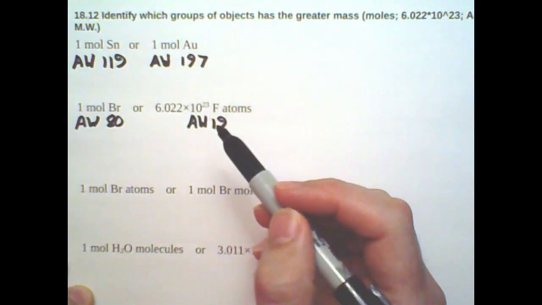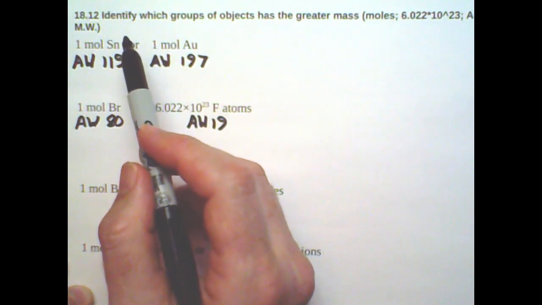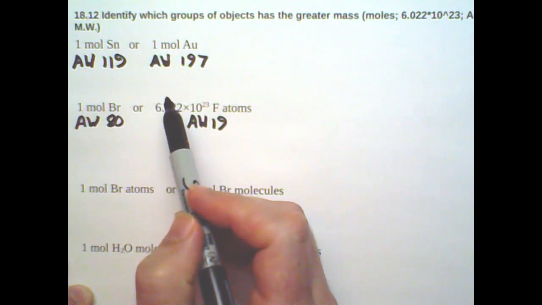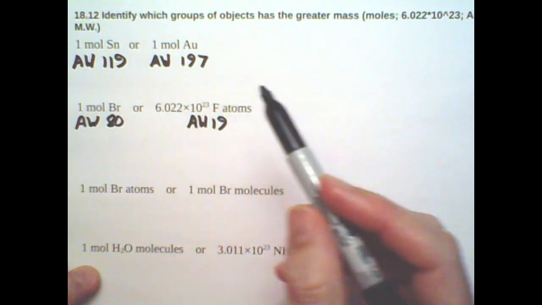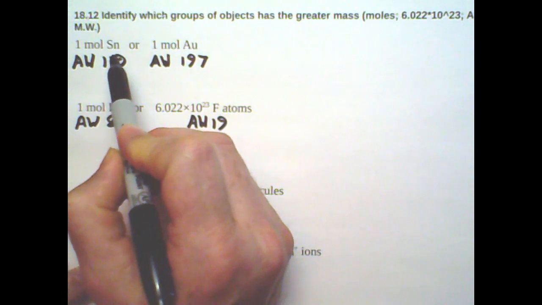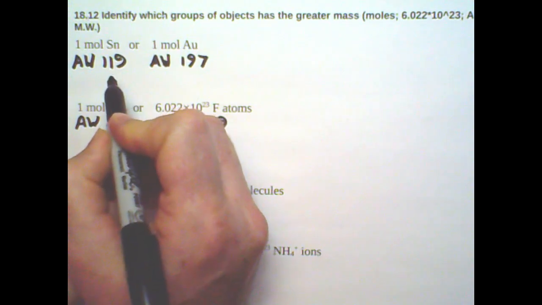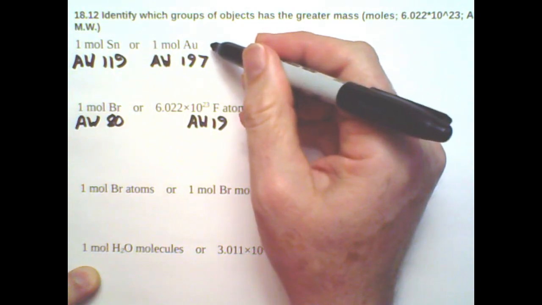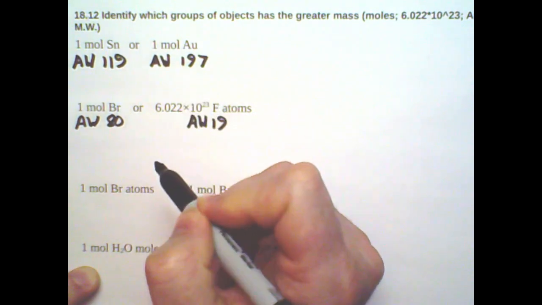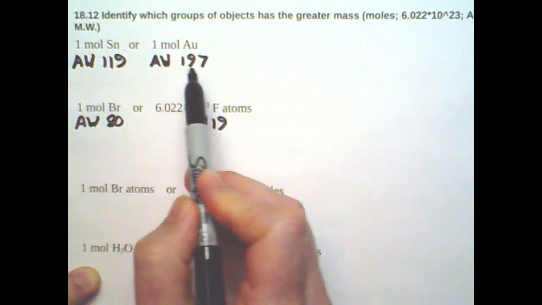So here we have a problem that goes back to the previous semester, the general chemistry portion of the course. And we need to identify which group of objects has a greater mass. I see this symbol Sn. I pull out my periodic table and it tells me it's tin, with an atomic weight of 119. Au I find on the periodic table, element 79, it's gold, has an atomic weight of 197. I rounded it off to the nearest one, because we're just wanting to say which has a greater mass.